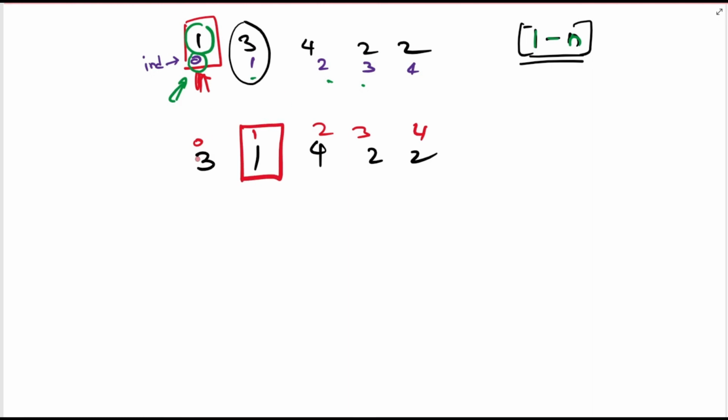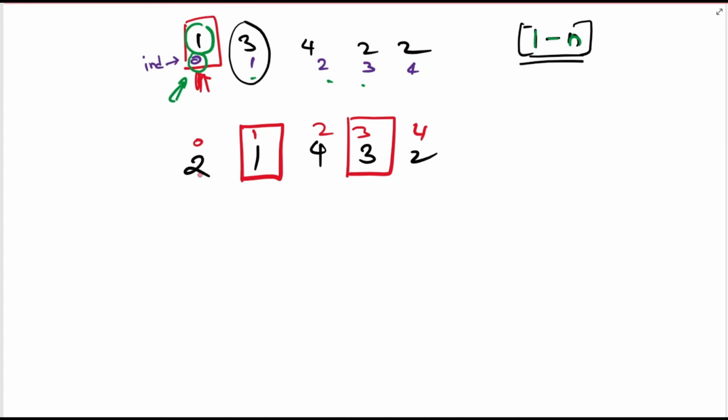Okay. Now again our goal is to put 3 to its right place, right? So at 3 I have 2, so we will just swap these two elements. Fine. So I will put 3 at its right element, right? So you can see here that 3 is now at its correct position.